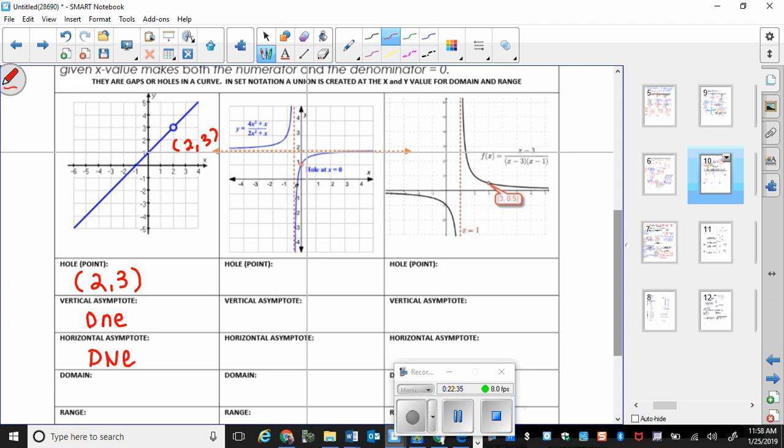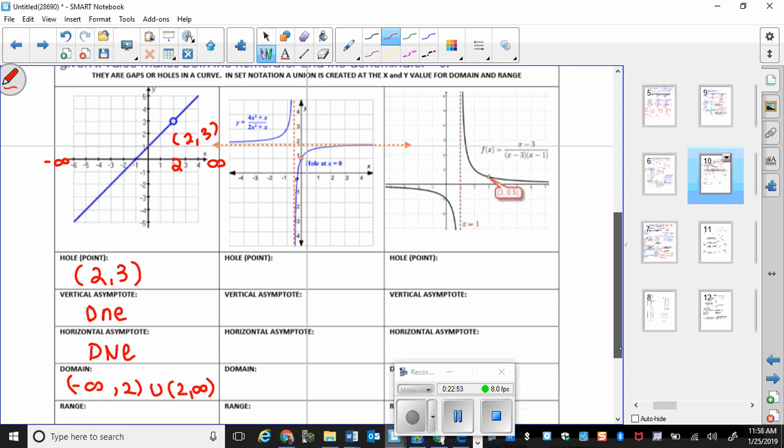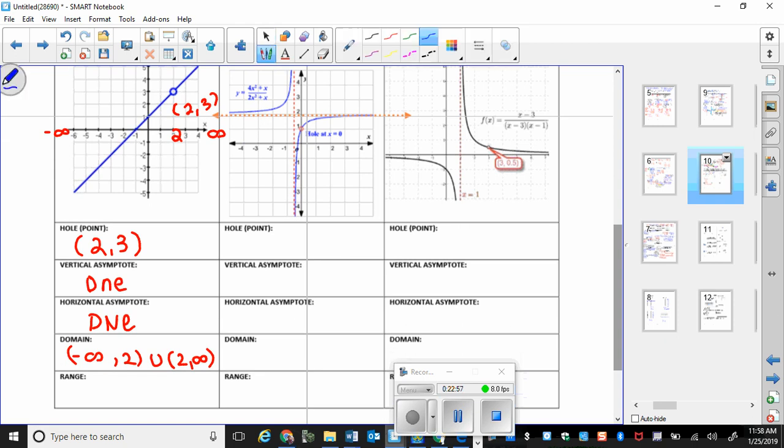But my domain, it's coming from negative infinity, stops at 2, and then continues on to positive infinity. So from negative infinity, stopping at 2, and it's a parenthesis, because it never touches 2, union 2 to positive infinity, close parenthesis. Your range, on the other hand, does come from the bottom, so from negative infinity up to 3 on to positive infinity. All right? And that's all of the graphical characteristics we're going to go over for that particular function.